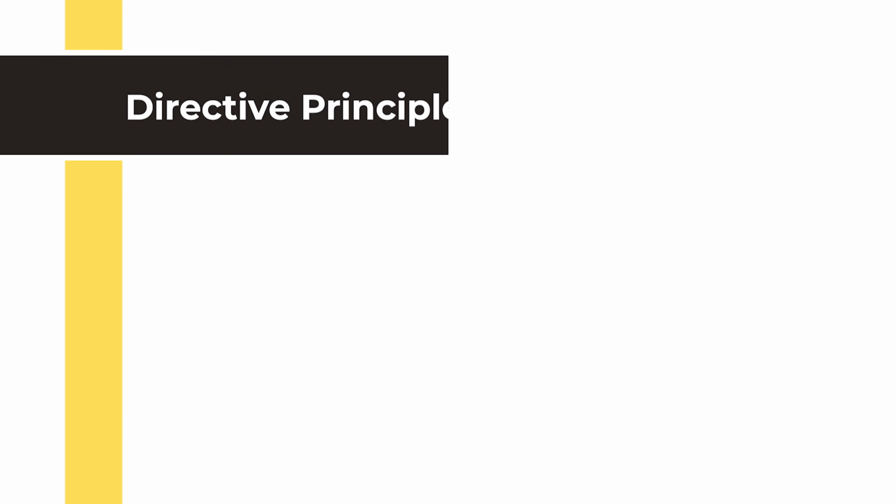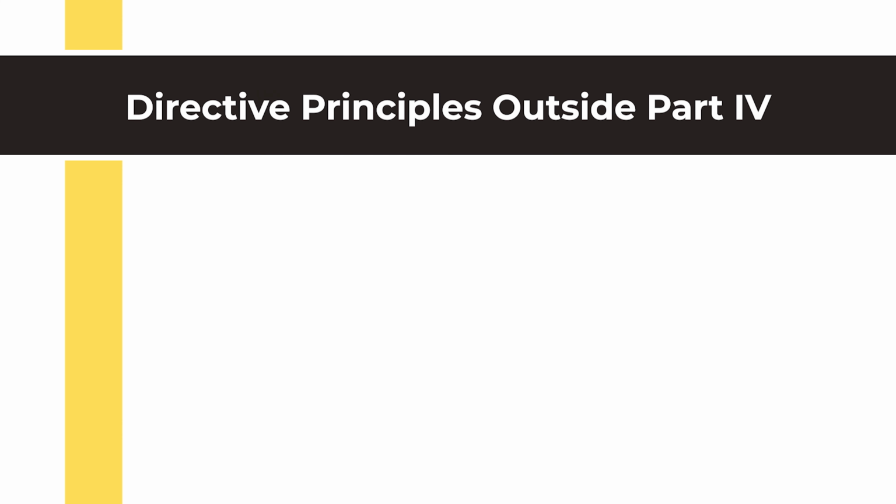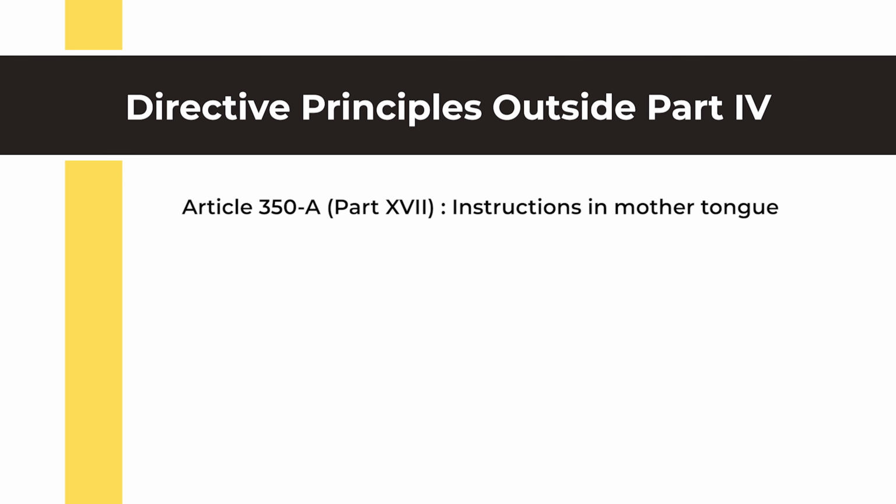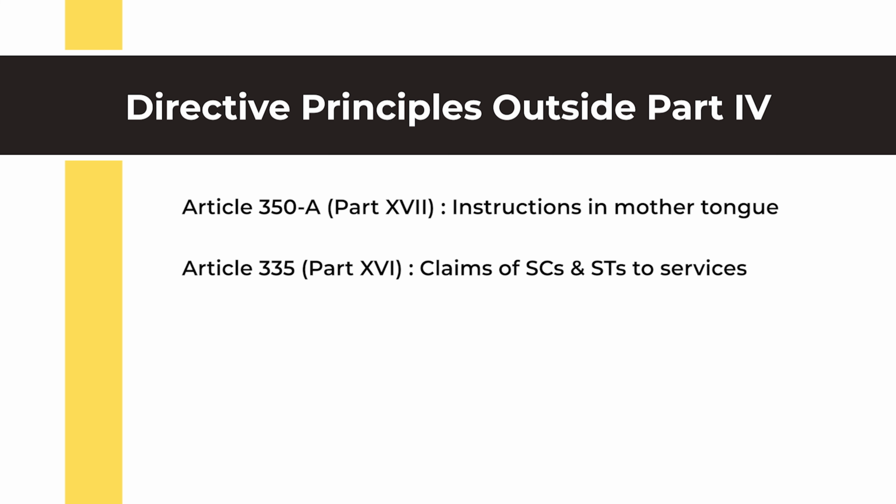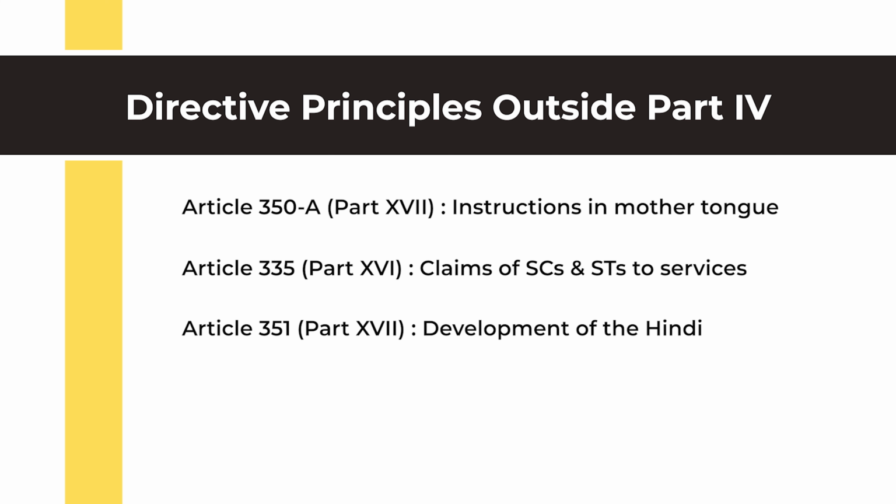Now let's discuss directive principles outside Part 4 of the Constitution. Article 350A, instructions in mother tongue, that comes under Part 17 of the Constitution. Article 335, claims of SCs and STs to services, that is given in Part 16 of the Constitution. Article 351, Development of Hindi, that is given in Part 17 of the Constitution.